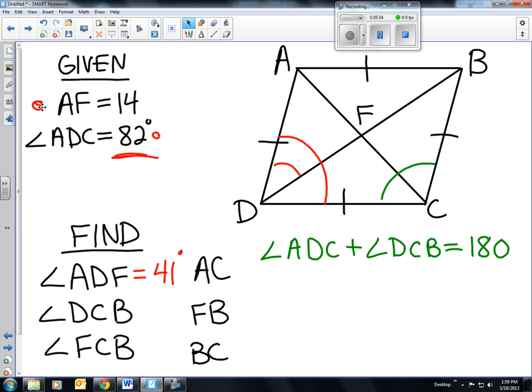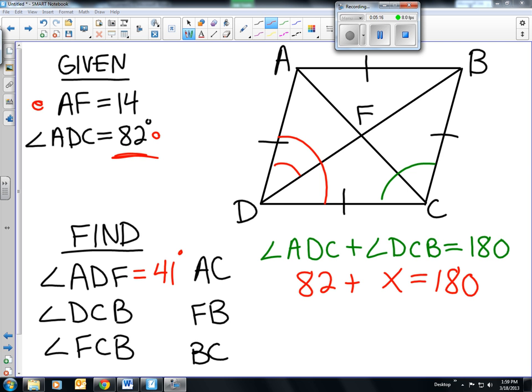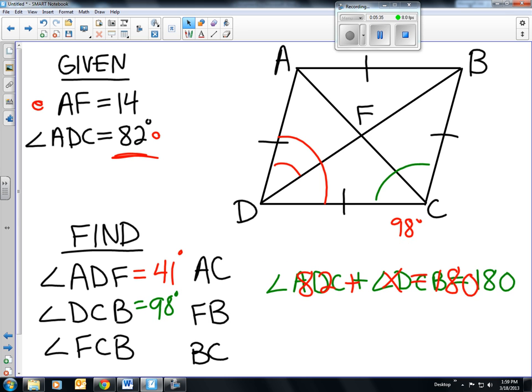So if the whole angle ADC is 82 here, then that leaves an unknown number here to equal 180, which means that DCB is going to be 98 degrees. Okay? So DCB, this whole angle right here, is going to be 98 degrees. So we'll write that down. Equals 98 degrees.